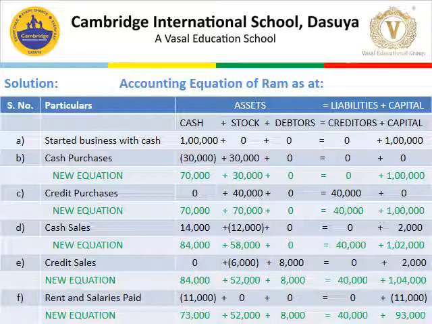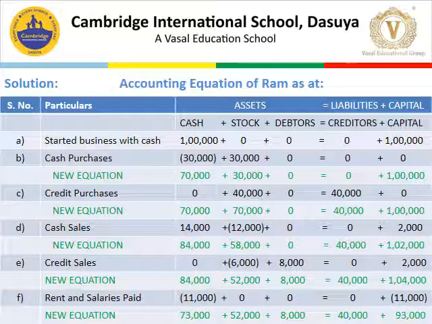So the net effect is a decrease in stock of 6,000, an increase in debtors of 8,000, and an increase in capital of rupees 2,000. The new equation would be cash 84,000, stock 52,000, debtors rupees 8,000, creditors 40,000, and capital rupees 1,04,000. The total of both sides would be 1,44,000.